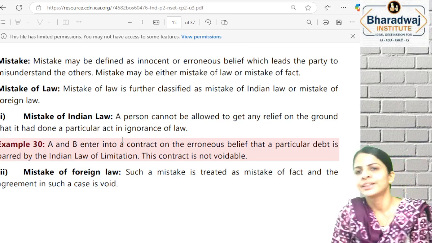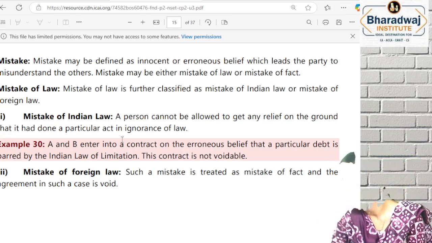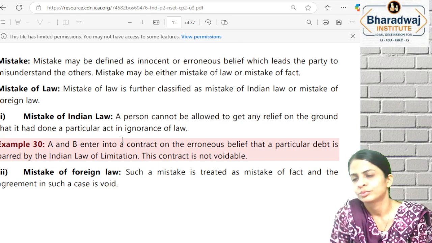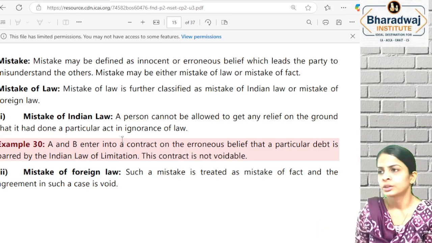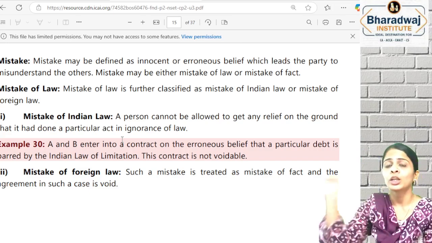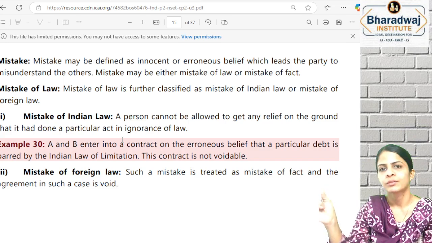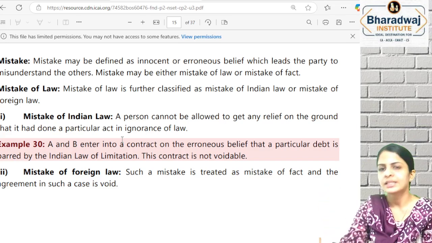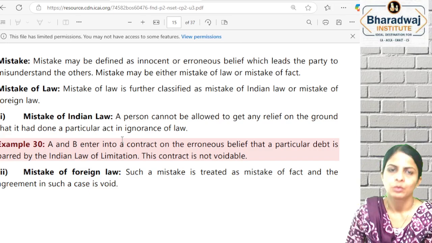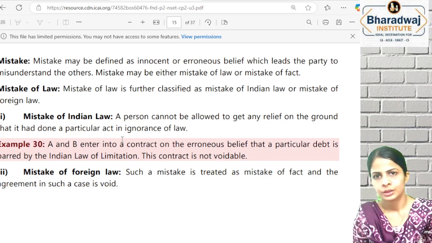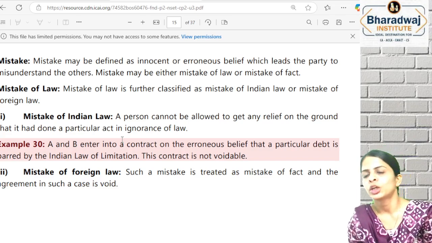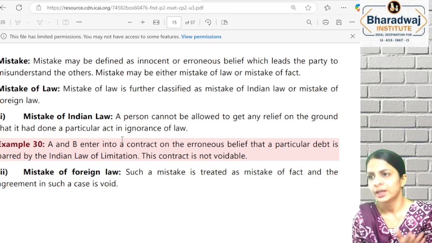I did not know that drinking and driving is not allowed. No. Ignorance of Indian law is not allowed. Foreign law will be treated as mistake of fact. One person may know the law or both the persons may not know the law. Mistake of foreign law will be treated as mistake of fact.